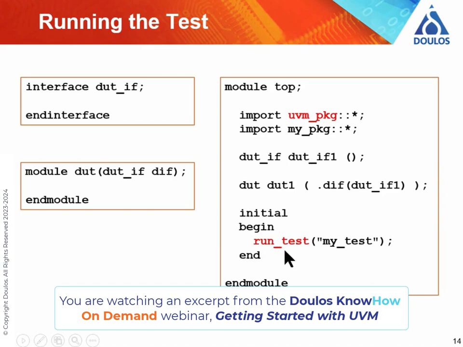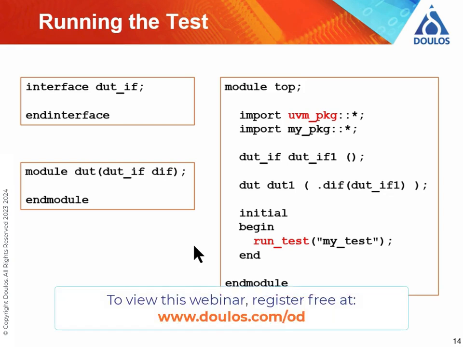As ever with UVM, this is not the only way to do this, but this is the way we're going to do it in this example. So let's call this runTest method from an initial block in our top-level module, top. And so that this runTest method is in scope, we need to wildcard import the UVM package here too.